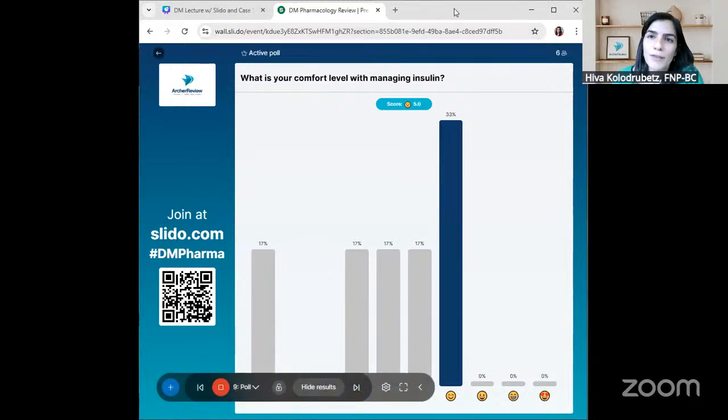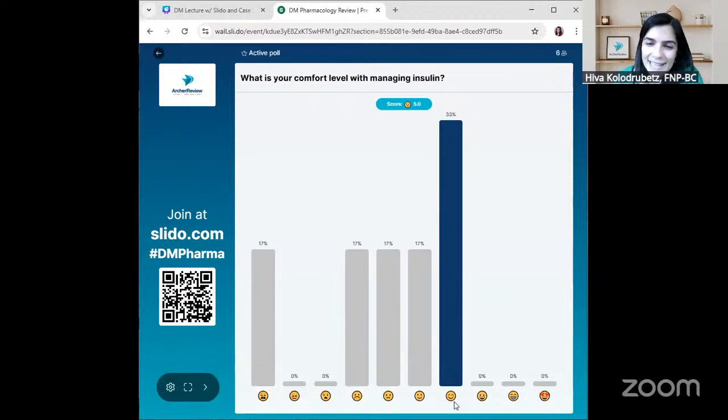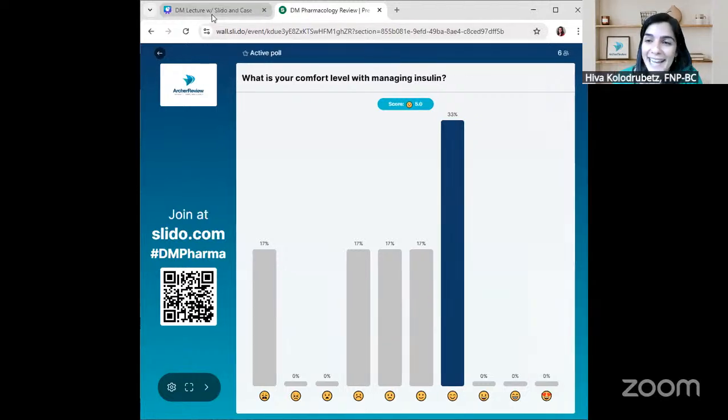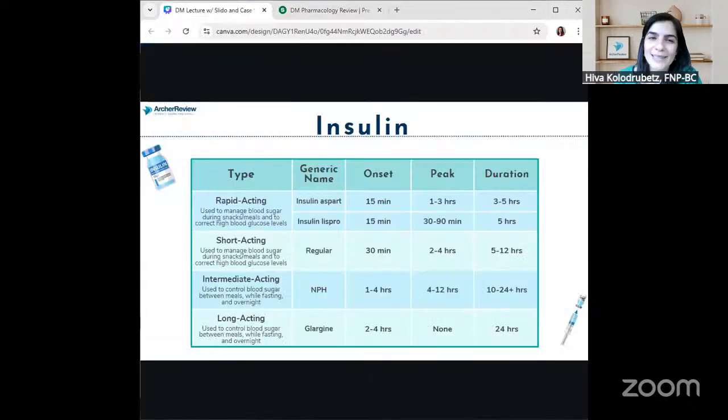So it's perfectly okay. I see some people are feeling pretty confident with the smiley face. I love that. That's great. Some people are still feeling in that scared range, and that is normal. That is okay. That's why we study as groups. That's why we talk about it, talk about our experiences so that we can learn from these clinical scenarios.